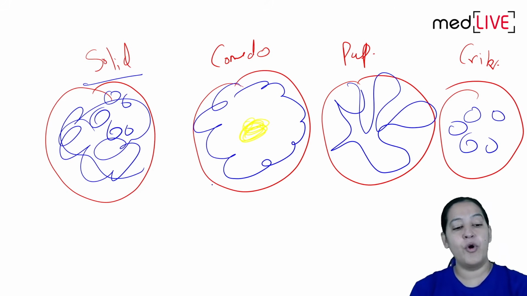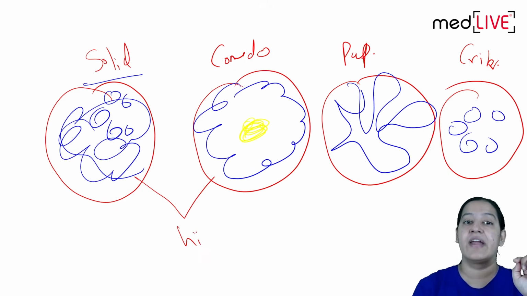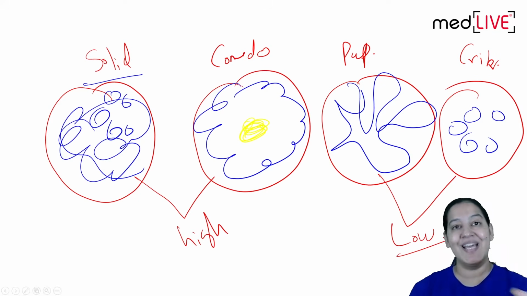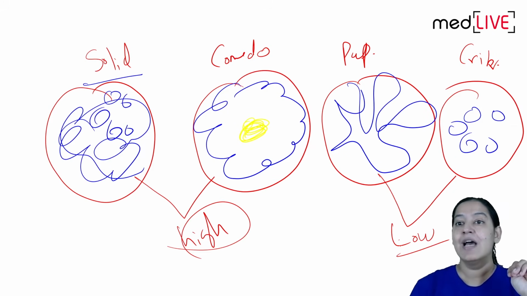Out of these four patterns, the first two, solid and comedo, are high grade, and papillary and cribriform are low grade. So DCIS is of two types, high grade DCIS and low grade DCIS.